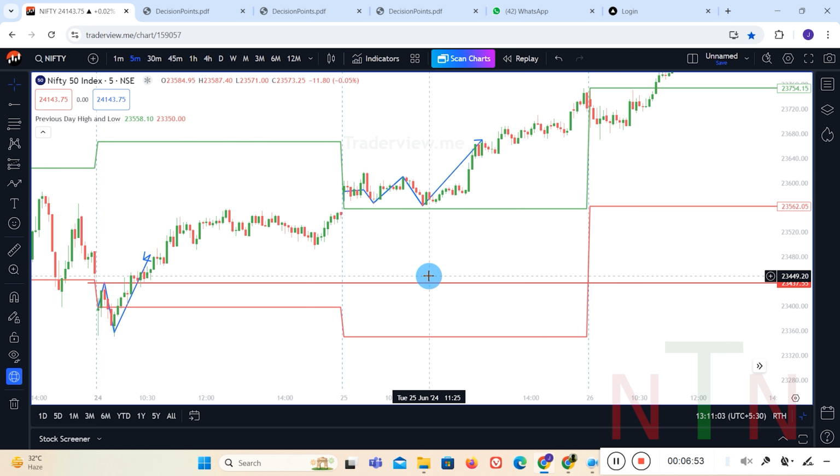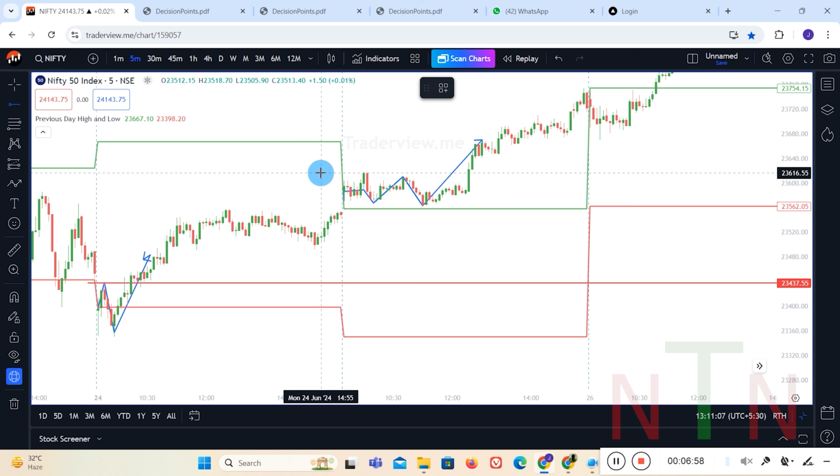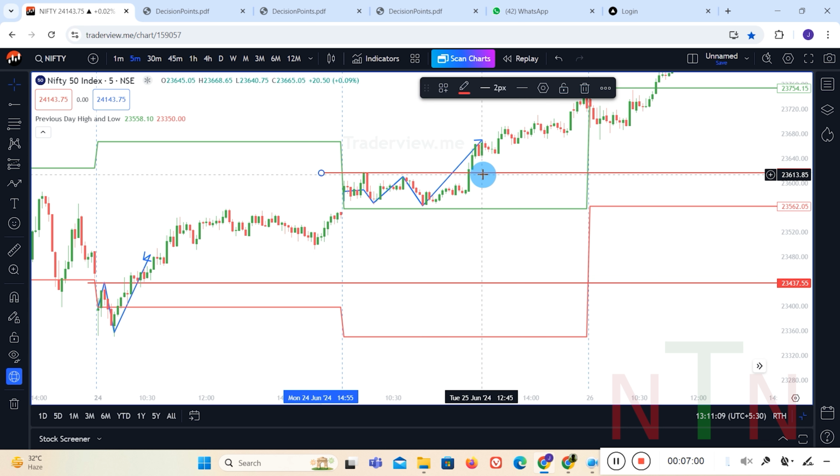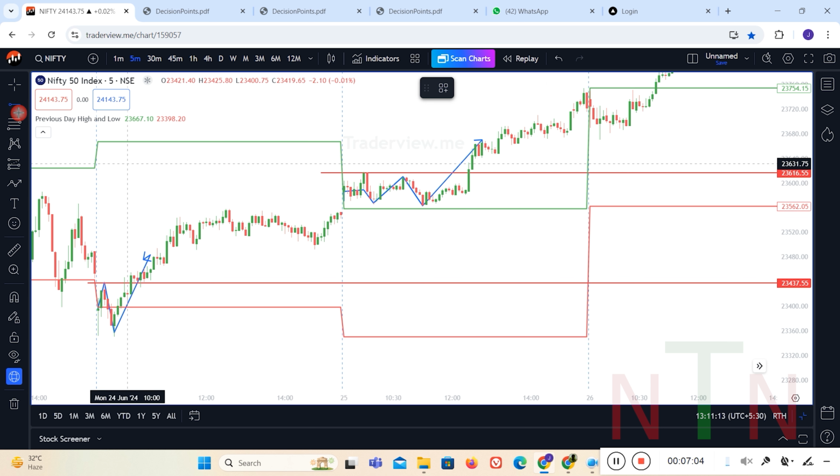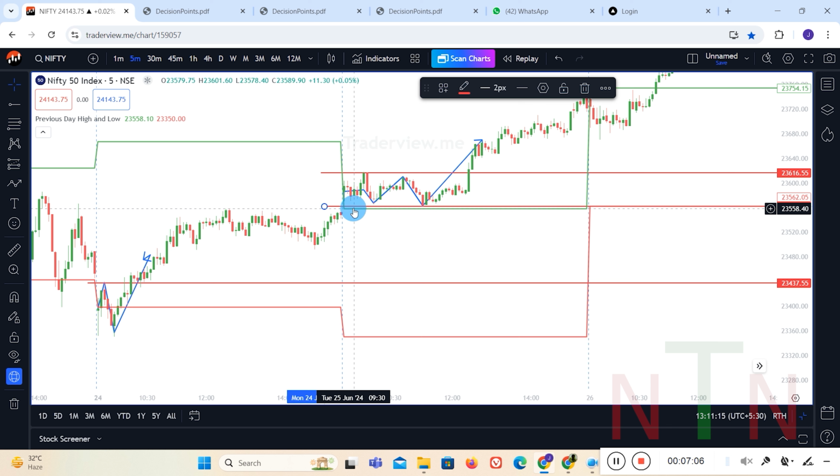Now our trade will be: there is a first swing that has happened. This is your swing high. When it breaks this, I enter into the trade. And what would be my stop loss? My stop loss would be my swing low, or else my previous day high can be the stop loss. You can have these two stop losses.